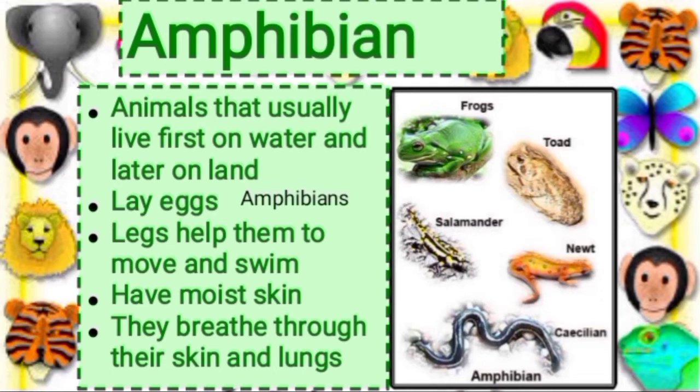Most of them hatch from eggs, and they have gills and fins that allow them to survive in water. But most of them also have legs that are useful when they are living on the land, and they are cold-blooded animals, which means that they can change their body temperature with the change in the temperature of their surroundings.